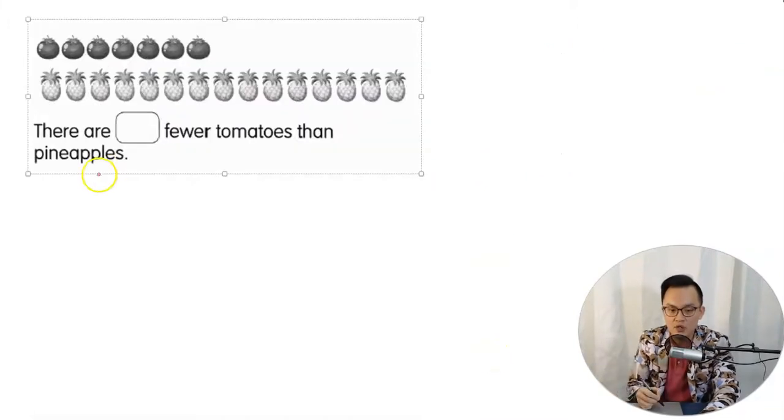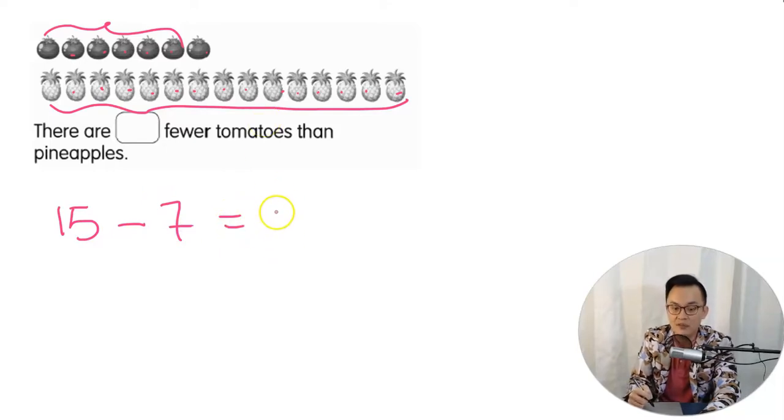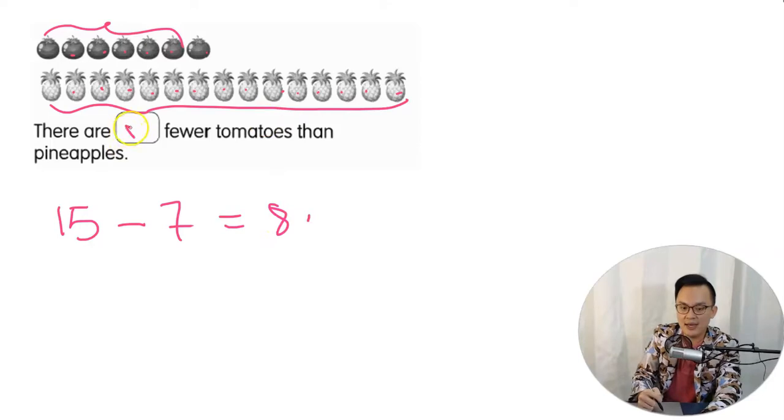So let's look at this question. There are how many fewer tomatoes than pineapples? So you need to count the number of pineapples, and after that, count the number of tomatoes. And they need to know that I have 15 pineapples minus 7 tomatoes equals a certain number over here, 8. So there are 8 fewer.